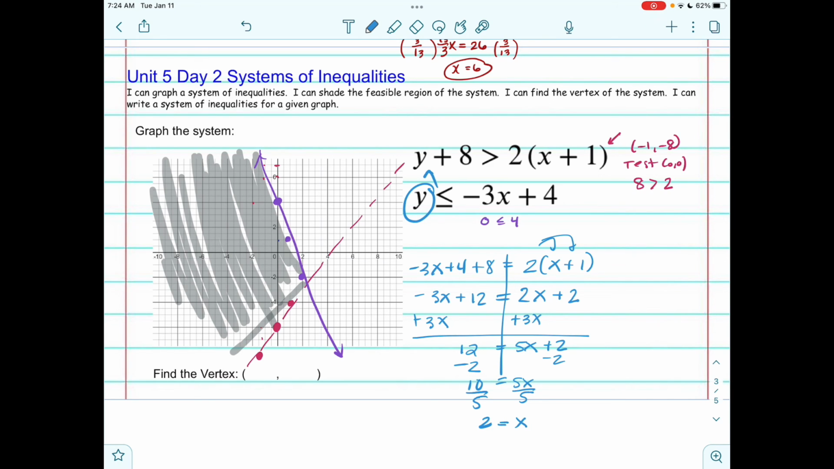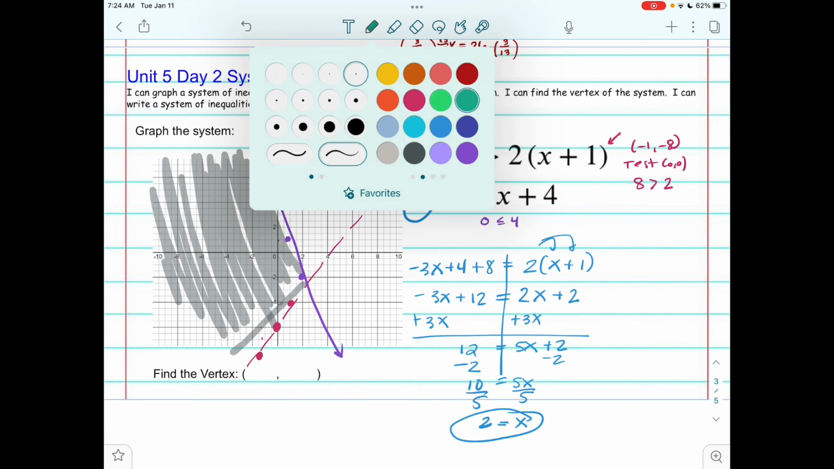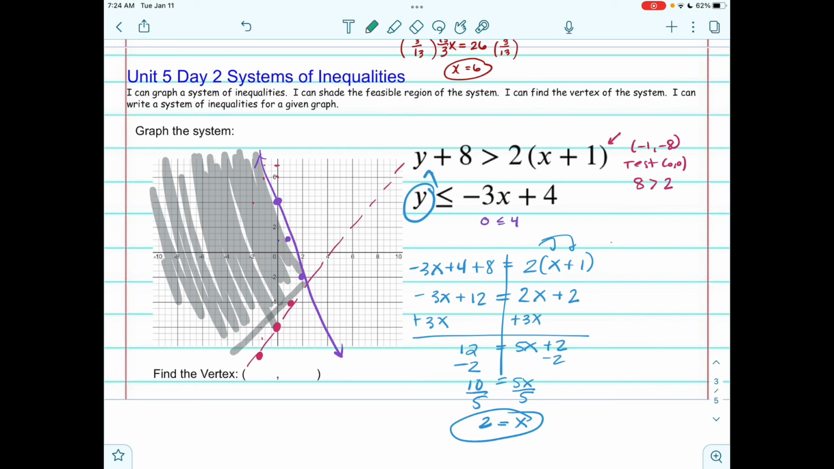That looks about right. You can see my line is not perfect. And then for the other one, I plug this in. Let's plug it into y equals -3 times 2 plus 4. y equals -6 plus 4. y equals -2. So my vertex is +2, -2. You can see that because my graph wasn't perfect, it was really great to check with substitution.